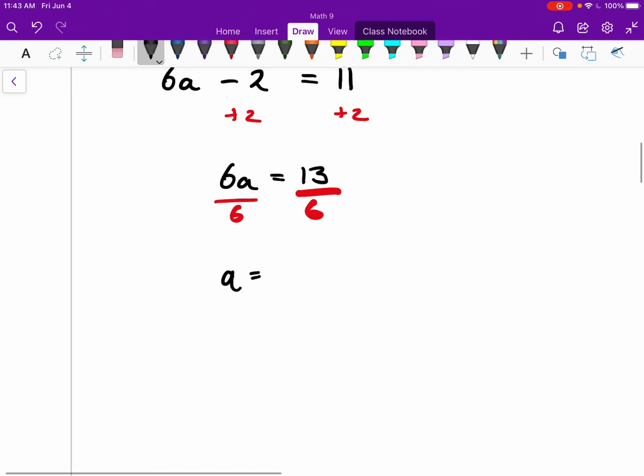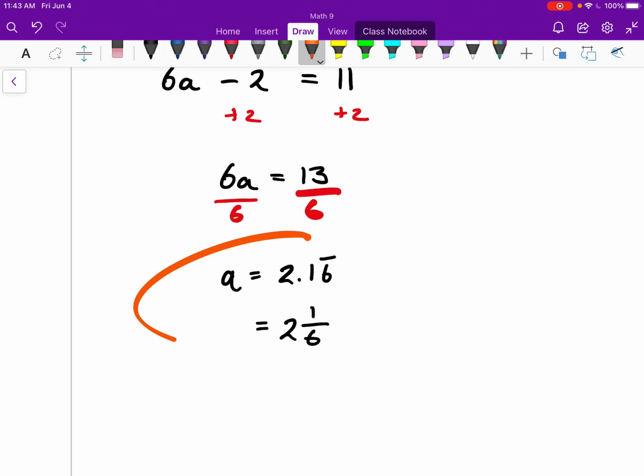And so a equals 13 over 6, which again, I could leave as a fraction, as a mixed number, or if I decimalize it, I get 2.16 repeating. If I leave it as a fraction, I get 2 1/6. These are both great. If you are going to decimalize it, try to be exact. Don't just say 2.16. It's 2.16 repeating, or write it as a fraction.